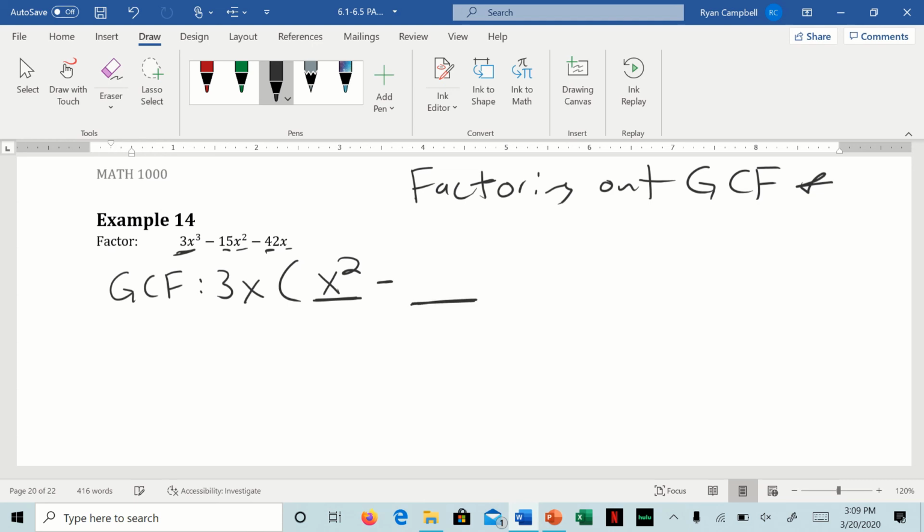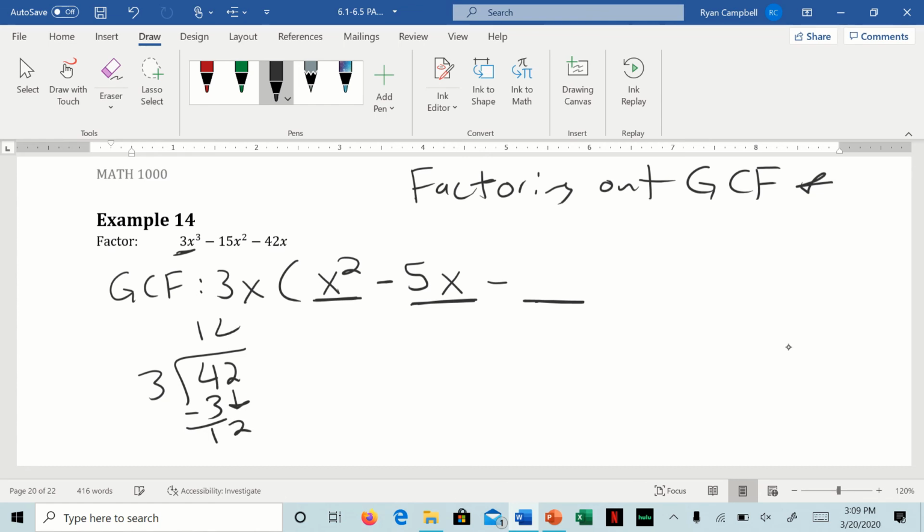Minus next term, right? So what times 3 gets you -15? -5, and that's where that negative came from originally. What times x is x squared? X. Minus what times 3 gets you 42? I don't know off the top of my head either. So let's just divide. So 3 goes into 4 one time.